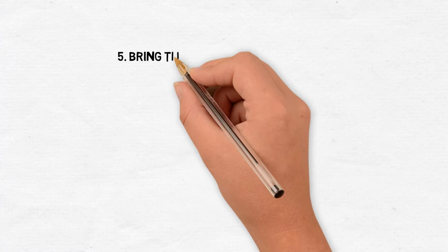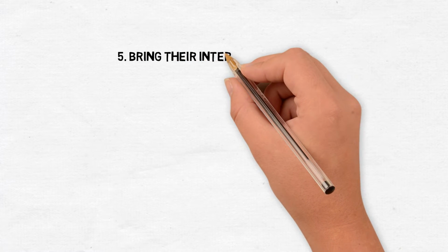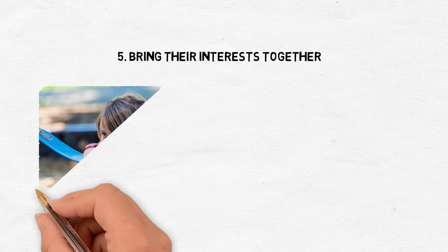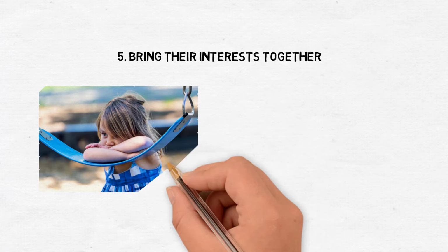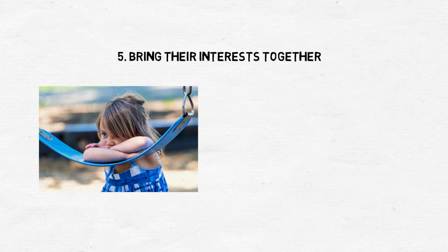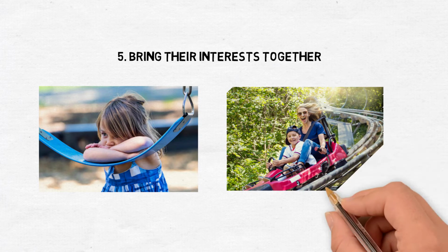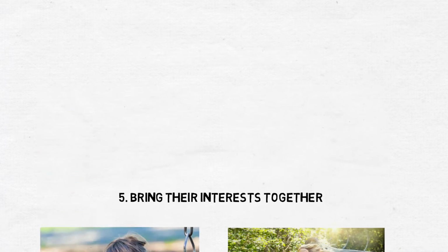Bring their interests together. One thing that makes autistic children different is that they can get very interested in one thing, whether it's roller coasters, electronics, unicorns, or a certain time in history. All of these things can be used as ways to get people interested in learning. All you have to do is be creative and work hard when planning your lessons and homework.